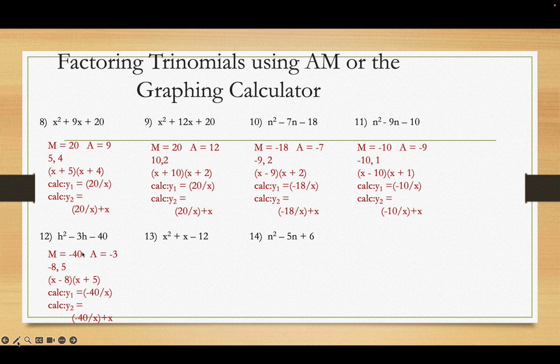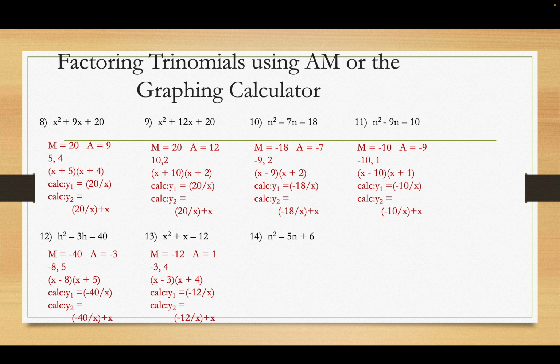Okay, number 13, I got to multiply out to negative 12, add up to positive 1. That would be positive 4 and negative 3. My factors would be x minus 3 and x plus 4. If I did it in the calculator, it would be negative 12 divided by x for y1. For y2, same exact thing inside parentheses plus x.